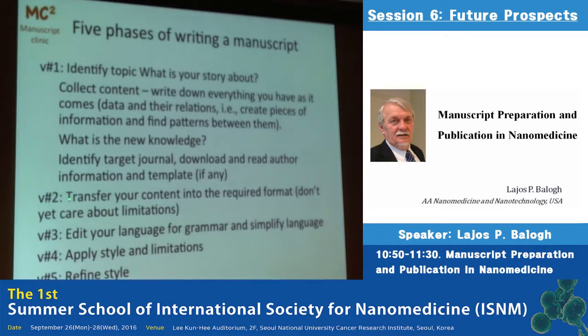Now version two. By that time you should have decided what journal you're considering. Read their author instructions and their limitations, and transfer that version one into that format. Don't care about limitations yet. Just group them accordingly and logically.